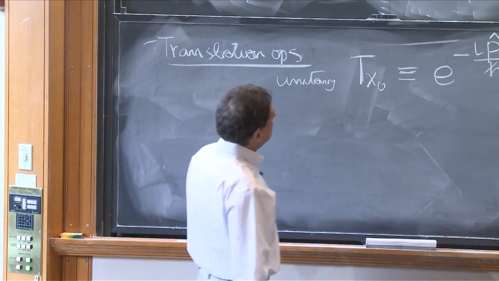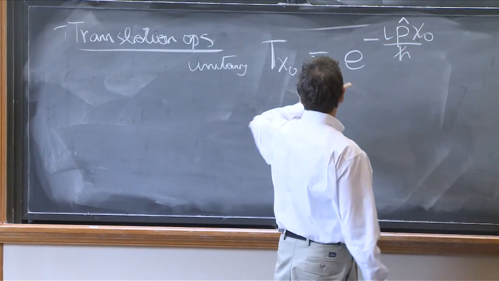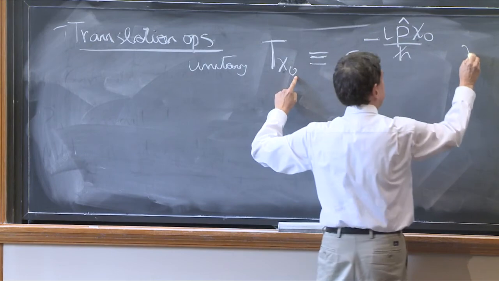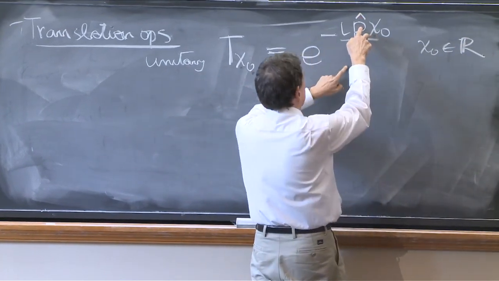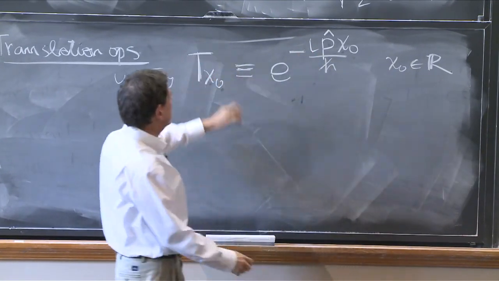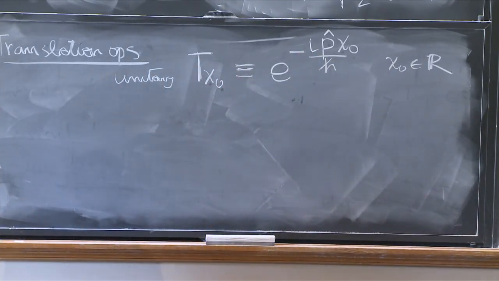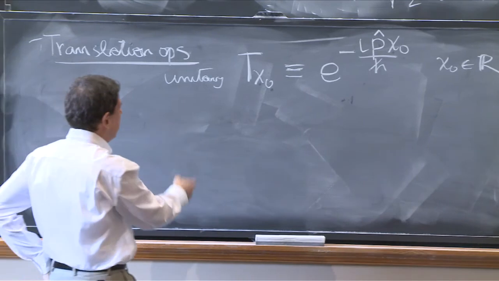Well, it's unitary because x0 is supposed to be a real number. P is Hermitian, therefore this, with an i, is anti-Hermitian, and an exponential of an anti-Hermitian operator is unitary. Now, it has actually a very simple property.